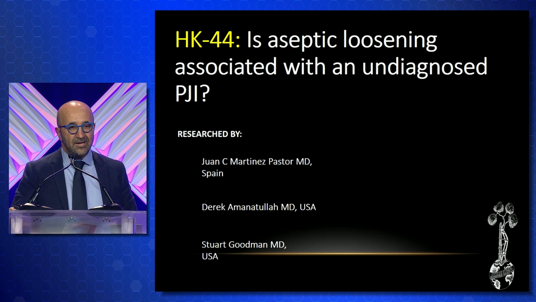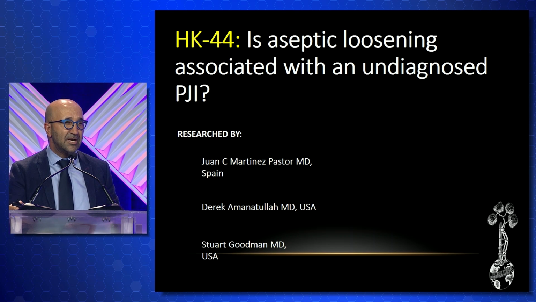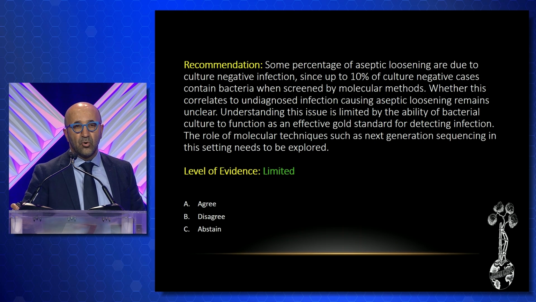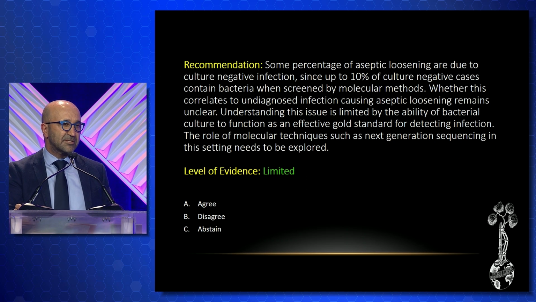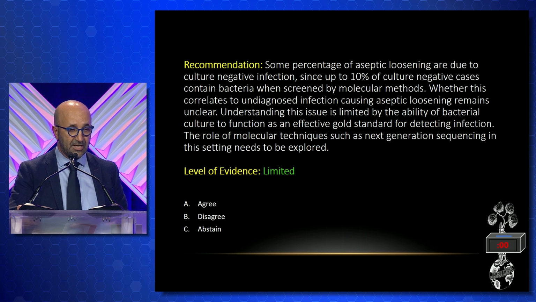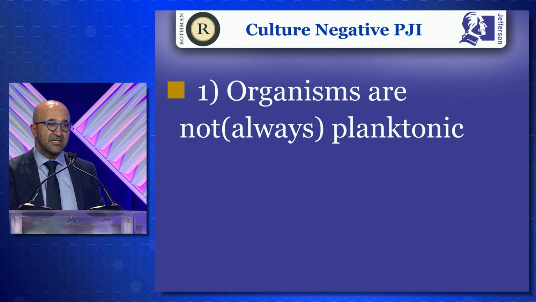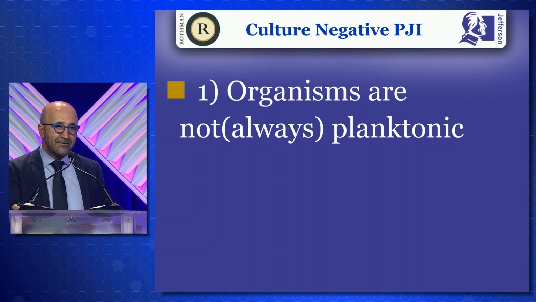And in addition, I think some of these aseptic loosening cases are probably undiagnosed infection. They were either not investigated properly, or they escaped diagnosis because some of these tests that we have are primitive. The International Consensus Meeting looked into this question, and they said that the role of molecular techniques such as next-generation sequencing should be explored in this set of patients. And I think there are some infections that don't elicit enough of a physiological response, and hence they may escape diagnosis. So why have culture-negative PJI?